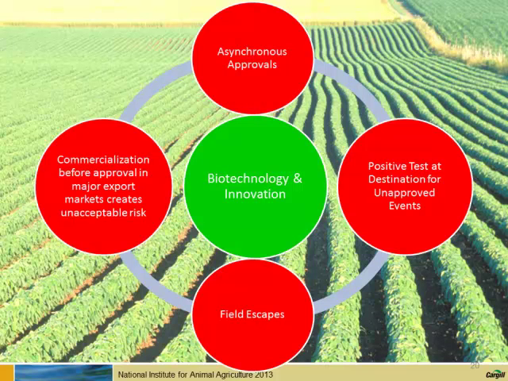But there are some challenges. We have challenges on the grain side with what we call asynchronous approval. Positive tests at destination, where a recipient country receives a product that's unapproved. Field escapes, product that's commercialized in the U.S. before it's approved elsewhere.